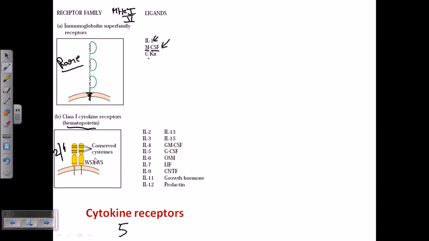You don't need to mug up all these things, so simply try to follow the differences that we are going to talk about. This type of receptor can bind ligands like interleukin 2 to 15 you can see here, and also GM-CSF, granulocyte monocyte colony stimulating factor, G-CSF, granulocyte colony stimulating factor, and all these things, right? And also growth hormones like epidermal growth factors and all these things.